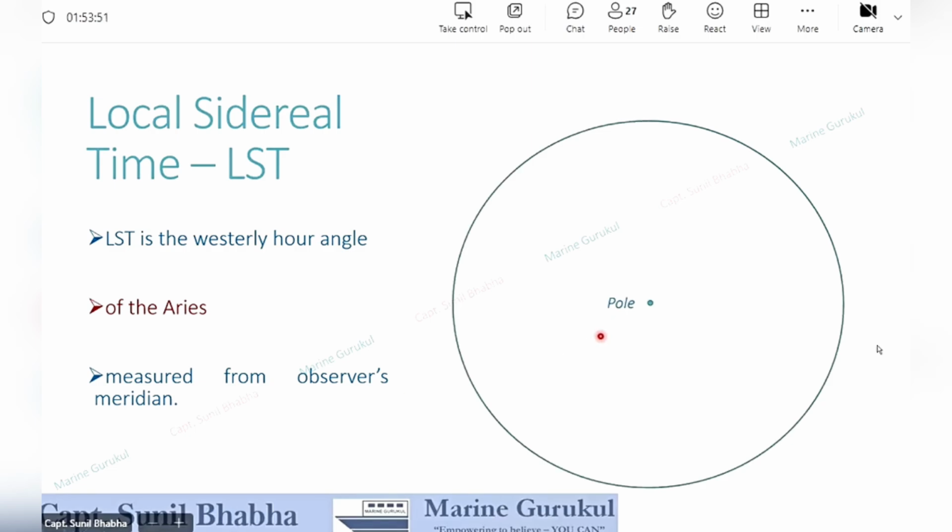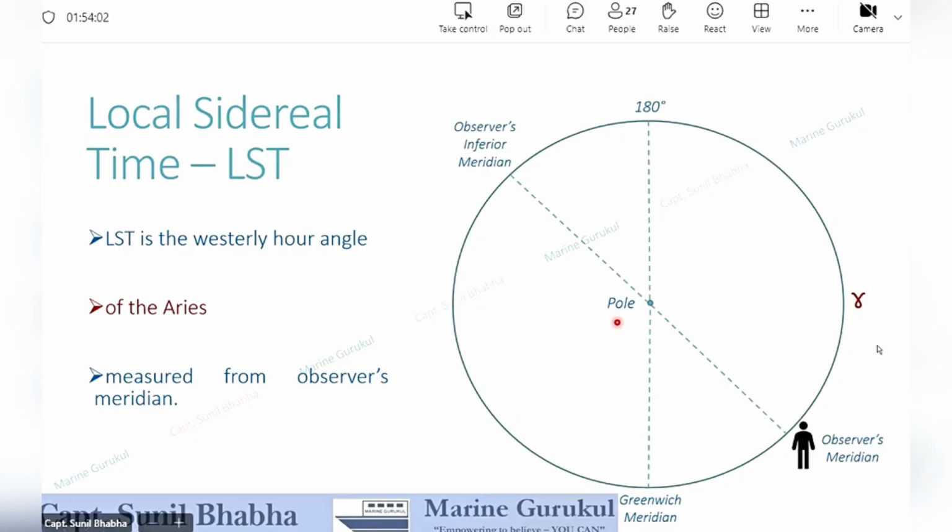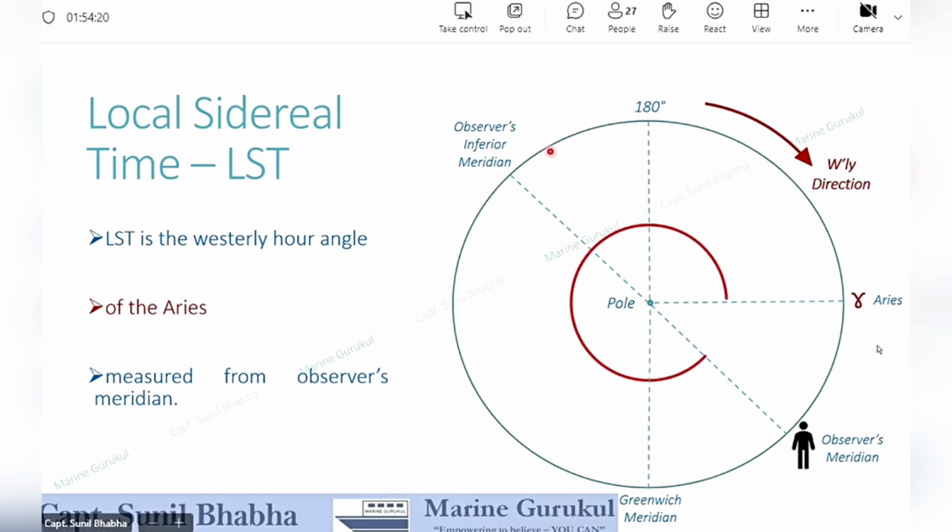We use the same diagram looking at the Earth from the top of the North Pole. We have the Greenwich meridian, 180-degree meridian, observer meridian, and the observer's inferior meridian. Now let's assume we have first point of Aries represented by this symbol at this particular location. We have the meridian of the Aries also coming up. The westerly direction also comes up on the screen, which is the clockwise direction in this case. Now this red color angle which you see is the local sidereal time.